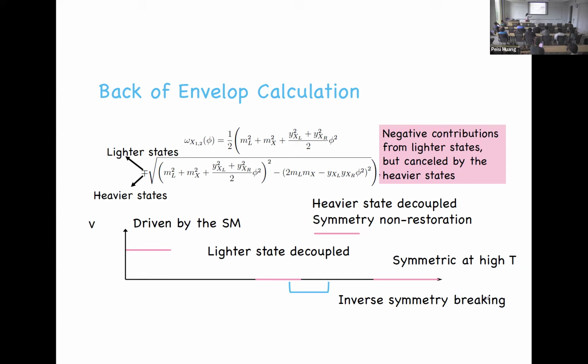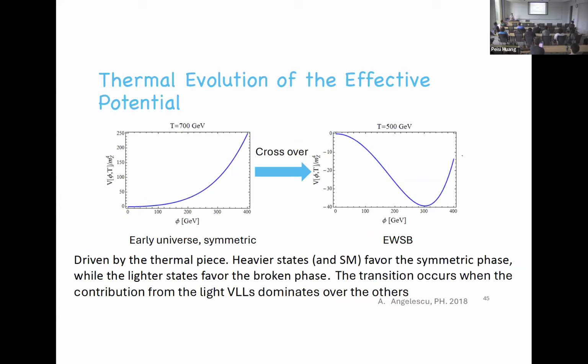At high temperature, symmetry is restored. At low temperature, symmetry is broken. And in this process, we can have the inverse symmetry breaking that we're after. So let me show you the thermal evolution from that effective potential. In the early universe, it is symmetric. As the universe cools down, it undergoes a crossover, and electroweak symmetry is broken. This part is mostly driven by the thermal piece. The heavier state favors the symmetric phase, and the lighter state favors the broken phase. The transition occurs when the contribution from the lighter state dominates over the others.